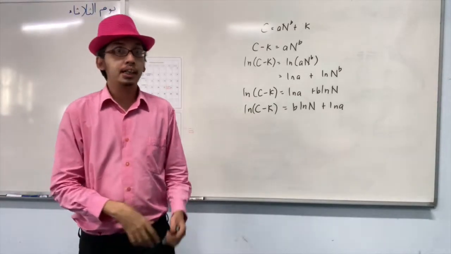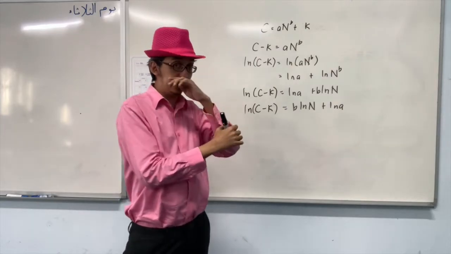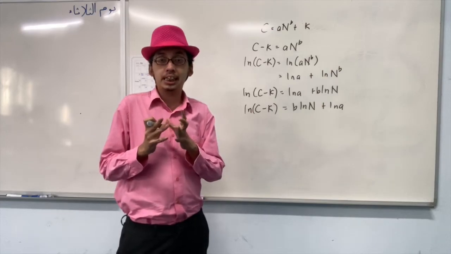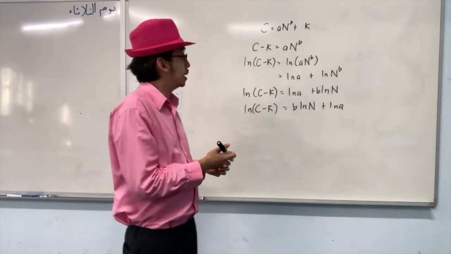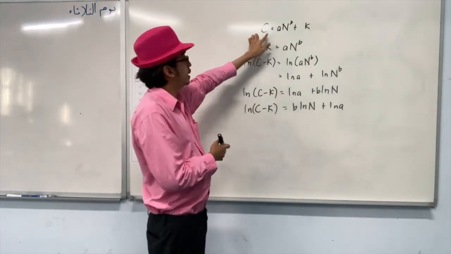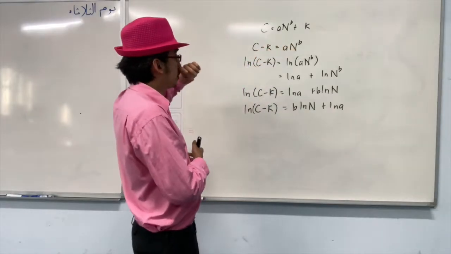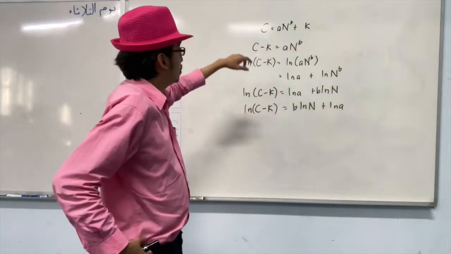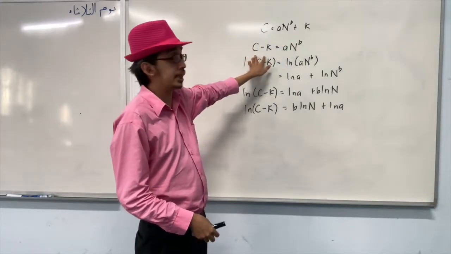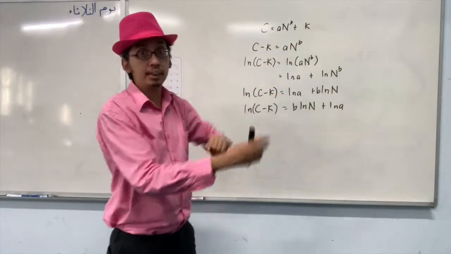Welcome back. I do a segue to this portion. Basically, this portion is just to show you how all those ln and so on actually create a linear model. You start with this first. This was given to you: c = a n^b + k. Because there is a ln(c − k), if you bring the k to the other side, there is a c − k component over here, leaving a n^b on the right side.